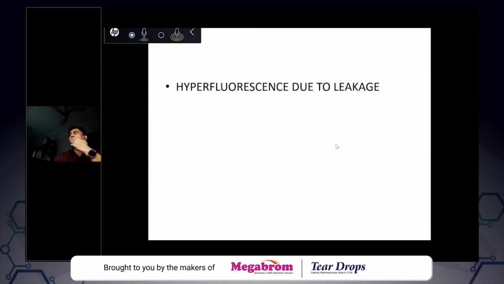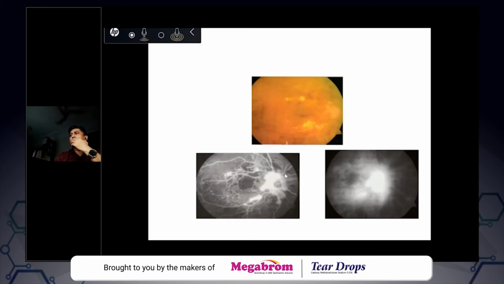Another cause of hyperfluorescence is actually leakage. Look at this. There is a neovascularization which is leaking during the angiographic procedure, and as the angiogram proceeds, the intensity of this hyperfluorescence increases and the margins become fuzzy. That is leakage. Mind you, this hyperfluorescence increases in size and its margins are becoming fuzzy. Okay, its size increases, margins become fuzzy.